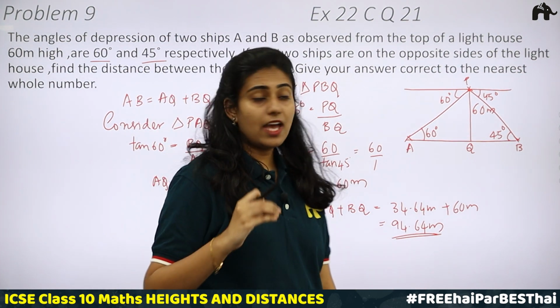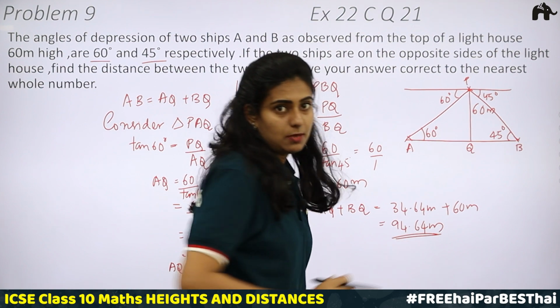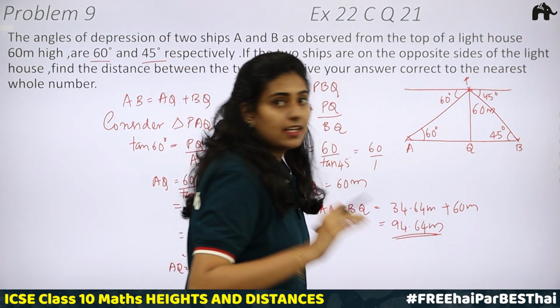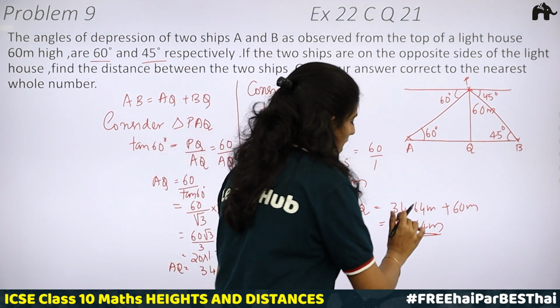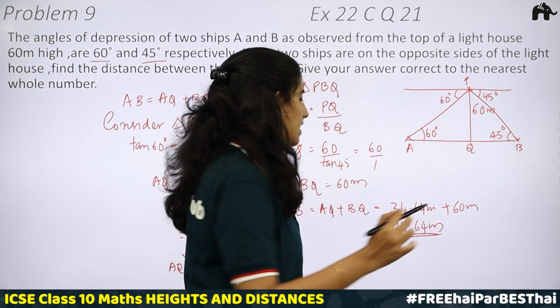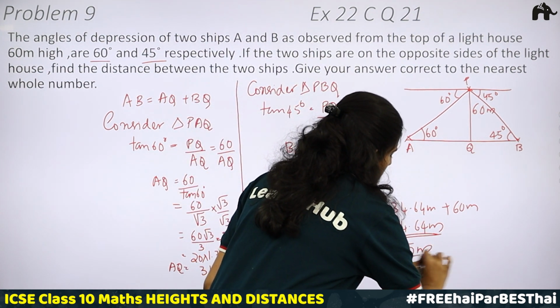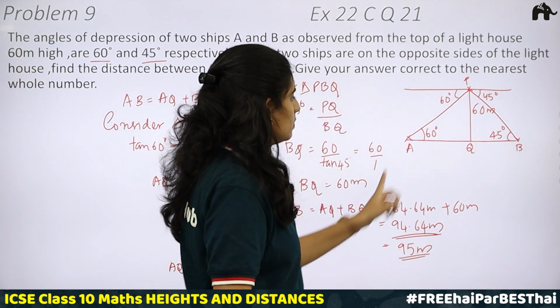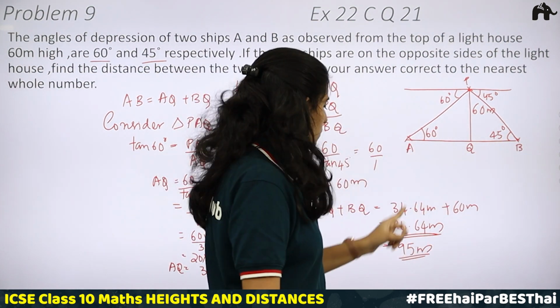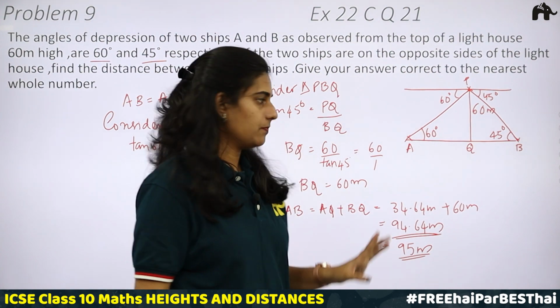Clear? Now we have to convert this to the nearest whole number. Here we have decimals. This is 94.64 meters. Converting to the nearest whole number, we get 95 meters. So this is the final answer. The distance between the ships A and B is equal to 95 meters.